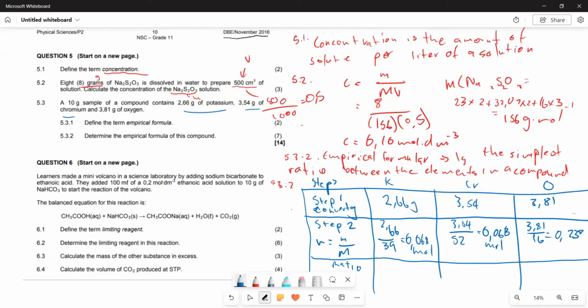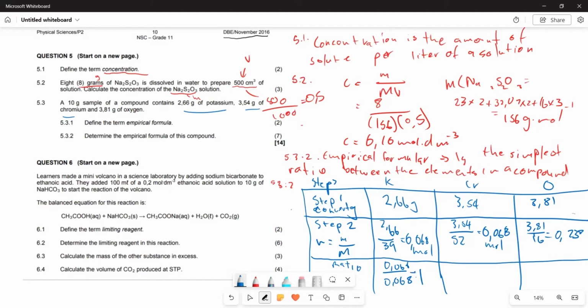Now, how do you find the ratio? You are going to look for the smallest mole and divide everything here with your smallest mole, right? So look, what are you having here? You are having 0.068, and 0.068 is also one of the smallest, or rather the smallest mole. So you're going to say 0.068 divided by 0.068, and you're going to get 1.